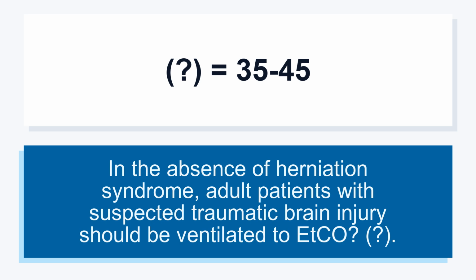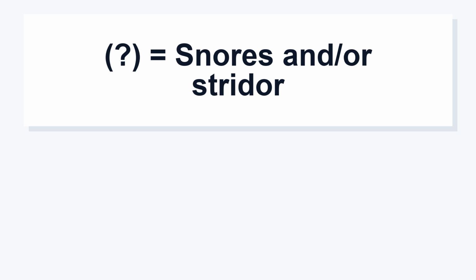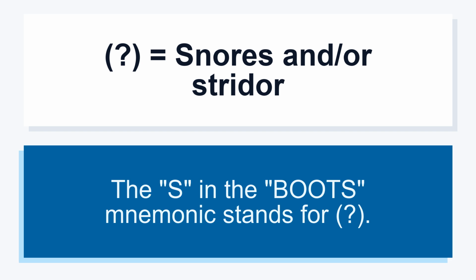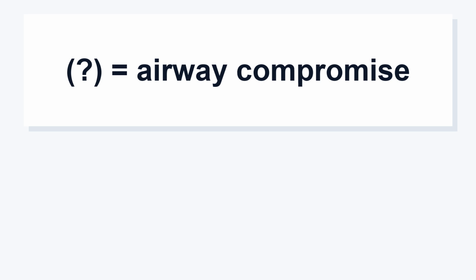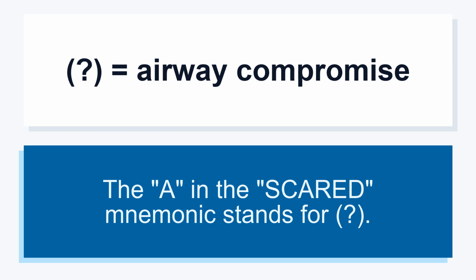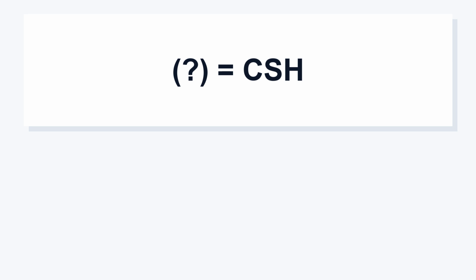In the absence of herniation syndrome, adult patients with suspected traumatic brain injury should be ventilated to ETCO2, equals snores and/or stridor. The S in the BOOTS mnemonic stands for, equals airway compromise. The A in the SCARED mnemonic stands for, equals CSH.